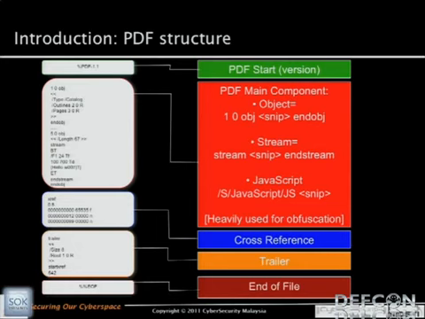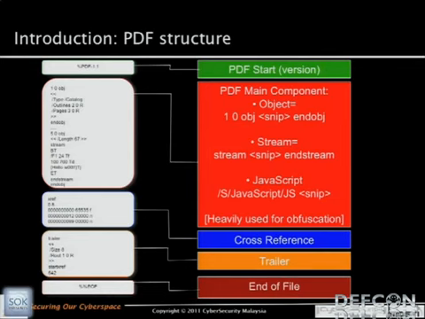The second part is the body, which is pretty much the main component of a PDF. It normally has objects, normally represented as OBJ, and needs to end with ENDOBJ. Later on, I will show some obfuscation that you can implement when it comes to the object declaration, like this one.